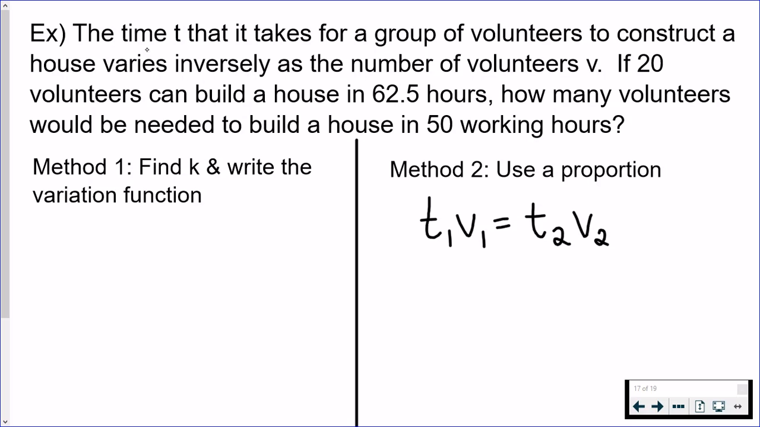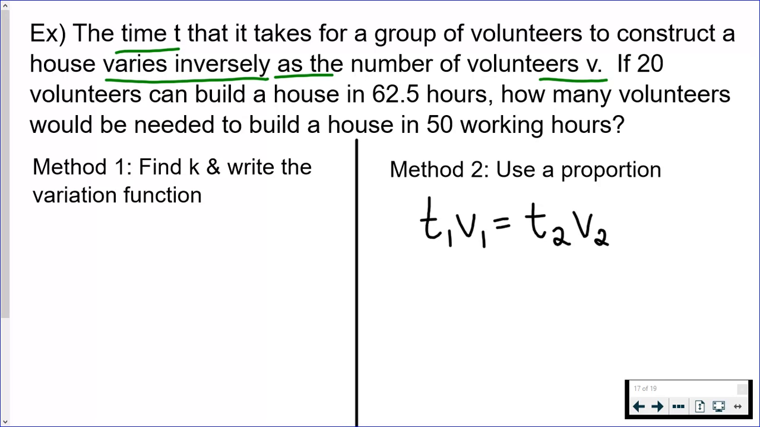So I have that the time T varies inversely as the number of volunteers V. So all that's saying is that T varies inversely as V. You've got two methods again. I've done this in another type of video. I would recommend method 1, but there is method 2 that I will briefly discuss at the end.